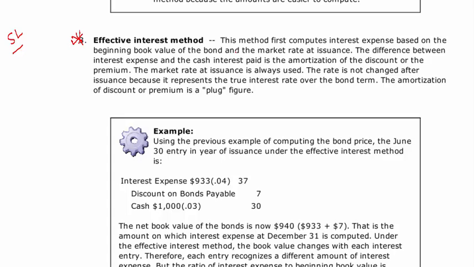This method first computes the interest expenses based on the beginning book value of the bond. So what are the interest expenses? Interest expenses means very simple. Your loan liability, your company's bond liability, is $933.